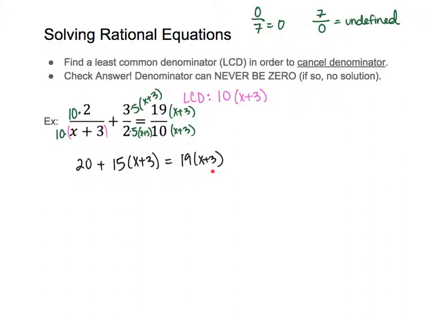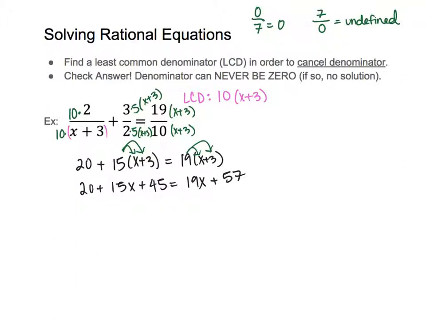So one thing I noticed is that they both have a number outside the parentheses, so it might be good to just first distribute that into the parentheses. So I'm going to go ahead and do that. So I have 20 plus 15x plus 15 times 3 gives me 45. 19 times x gives me 19x. And 19 times 3, well, that's 57.